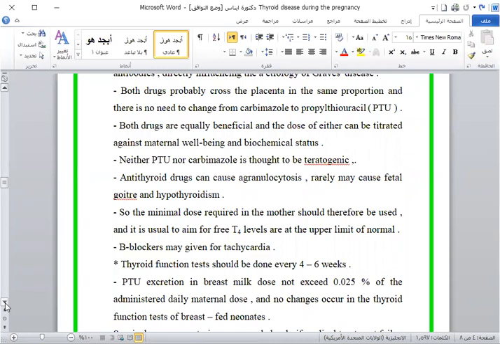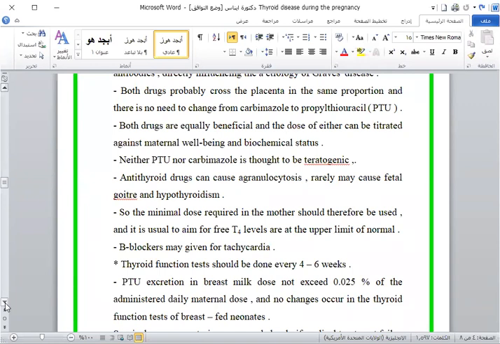So, how can we give the drugs? The minimal dose required in the mother should be used. يعني حيكون lower effective dose. هاي العبارة تحفظوها. شو ننطي الدوز اللي ننطي للpatient؟ حيكون lower effective dose، أقل دوز يؤدينا إلى الإفكاسي اللي إحنا نريده. Effective lower dose. And as usual, aim for free T4 level at the upper limit of the normal. هذا الأم مالت. ممكن نعطيها beta blocker if the patient complains of tachycardia.